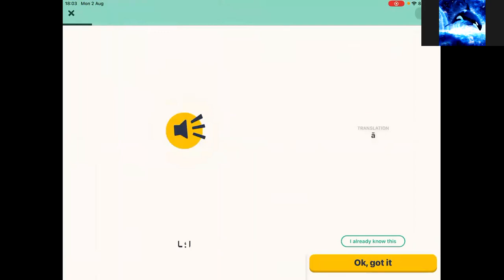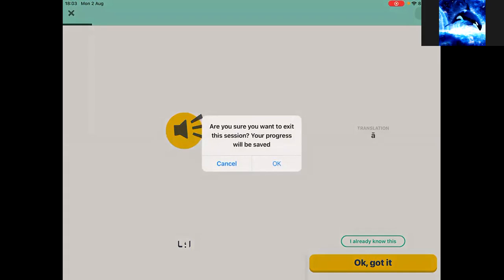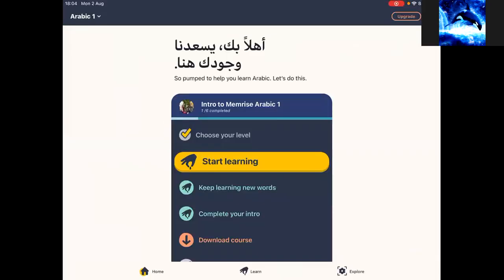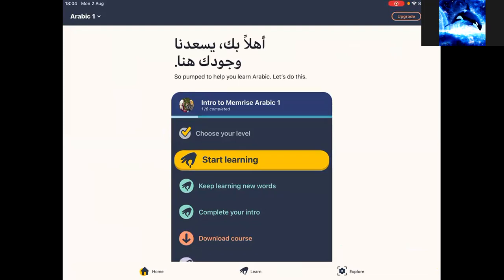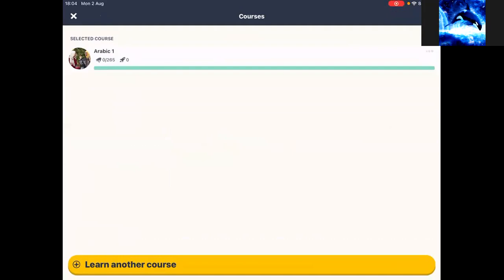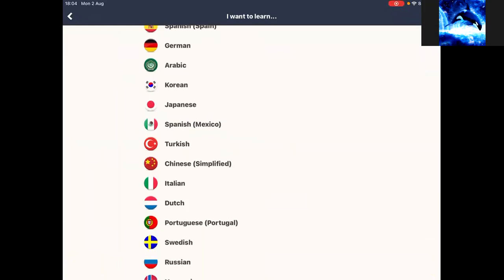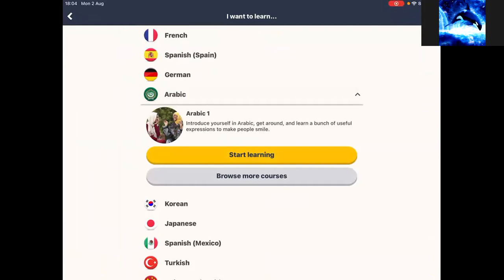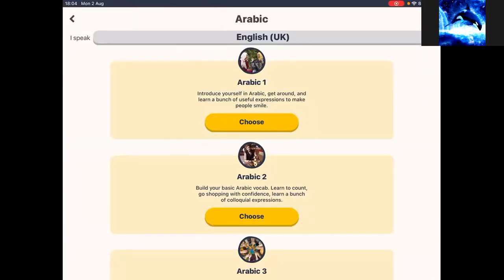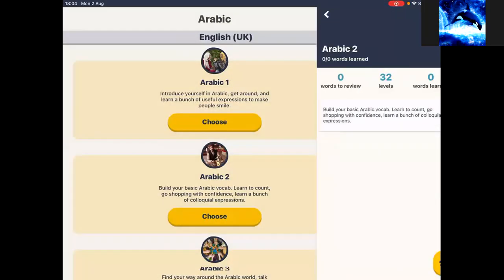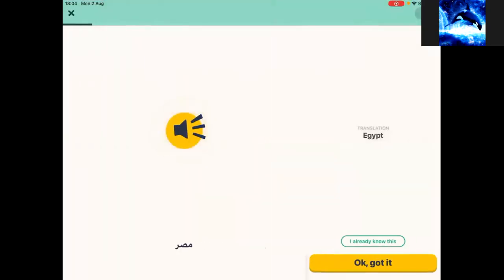Okay, wait a minute. Click on the X icon at the top left side. Are you sure you want to exit this session? Your progress will be saved. Okay. Click on Arabic one. Where's Arabic one? At the top. Top left side. Yes. Learn another course. Click on Arabic. Browse more courses. Click on Arabic 2. Something's wrong. Arabic 2. Yeah. Choose. Start now.